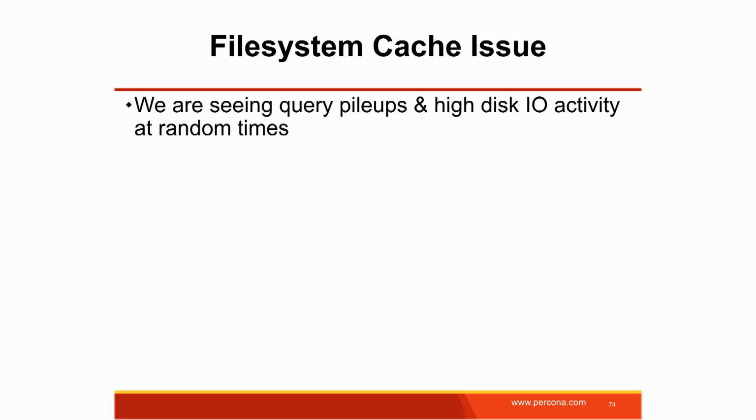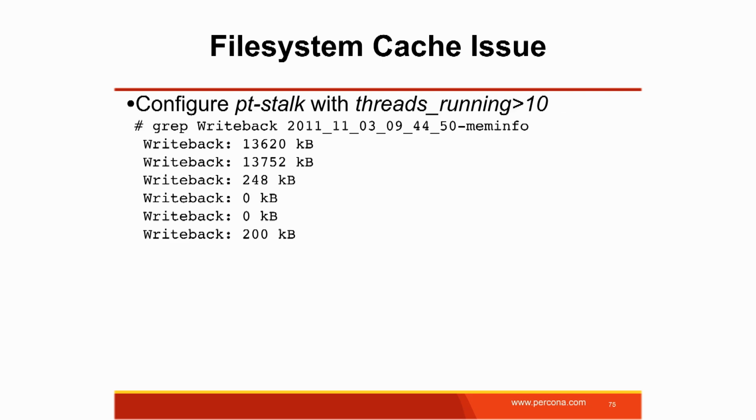Sometimes query pileups happen, but we don't know why. We actually investigated for hours and we couldn't see anything. Suddenly I/O went up, but MySQL didn't do anything. MySQL was like, I didn't do any I/O, I didn't want to do any I/O. So what we did, pt-stalk, threads running bigger than 10, started collecting data because things were locking up. Disk I/O becomes slow, queries are becoming slower, multiple queries are running at the same time. The whole thing comes to almost a stop.